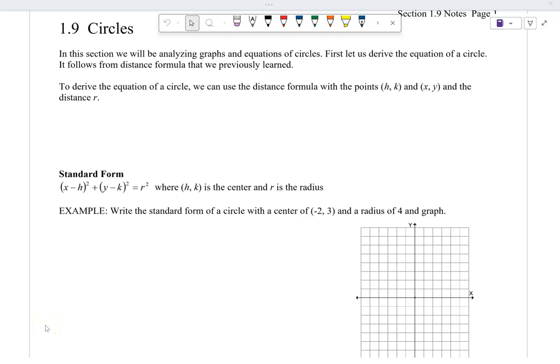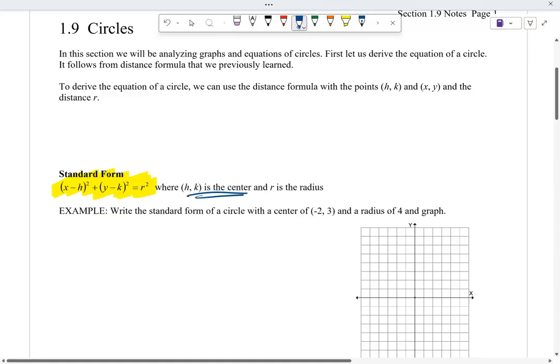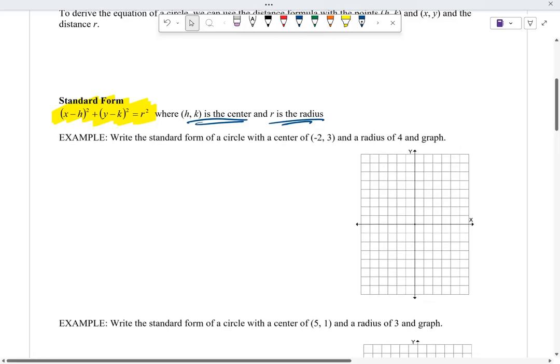We're going to take a look at circles today, and we've got the standard form for the equation of a circle right here, where (h, k) is the center and r is our radius. So let's do that for this circle, where we've got a center of (-2, 3) and a radius of 4. Let's go ahead and draw that first.